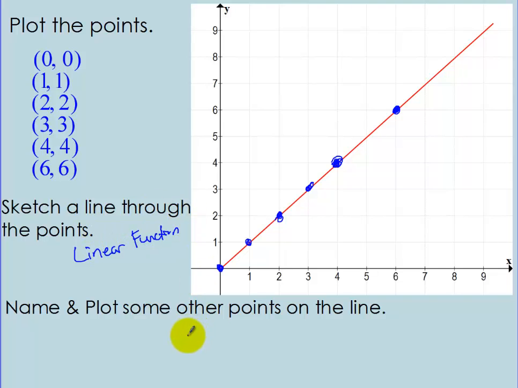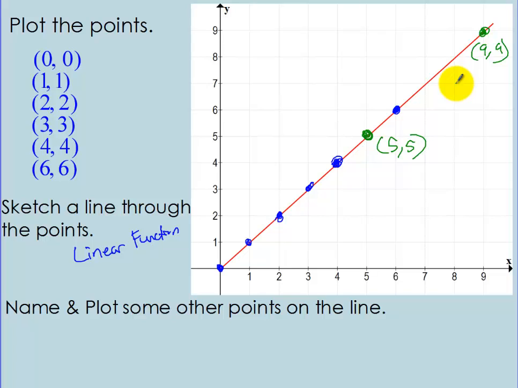So I sketched a line through those points. Now name and plot some other points on that line. I want you to look at that line and plot some other points that you think would be on that line. Looking at that line, I can plot a point. Why not? Let's do this in a different color. Let's do it in green. I can plot a point right here. What point is that? That point's going to be (5, 5). I can do another one and go up to this one, (9, 9). So there are some other points that we can plot on a line.